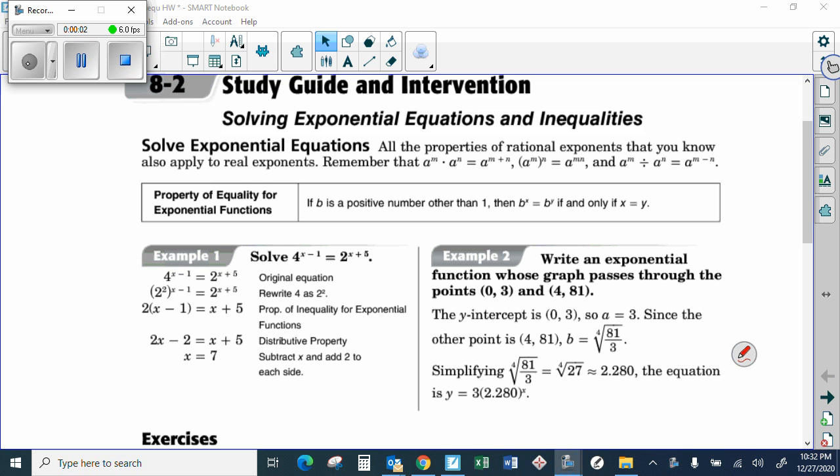Okay, students, we're going to talk about solving exponential equations and inequalities. That would be where they intersect, or the point of intersection again. Or for the inequality, it'd be the shaded region. Okay, so as we see right here, it says all the properties of rational exponents that you know also apply to real exponents.